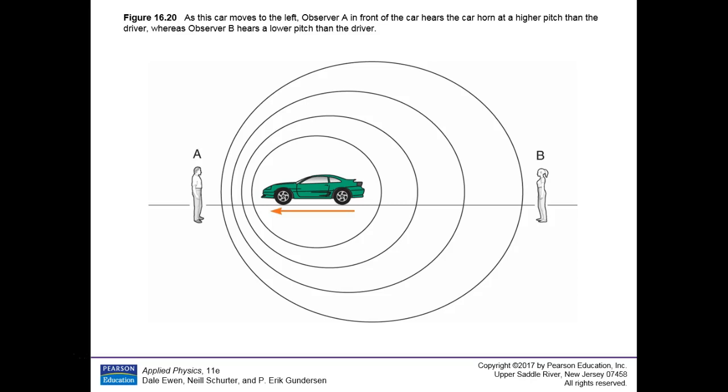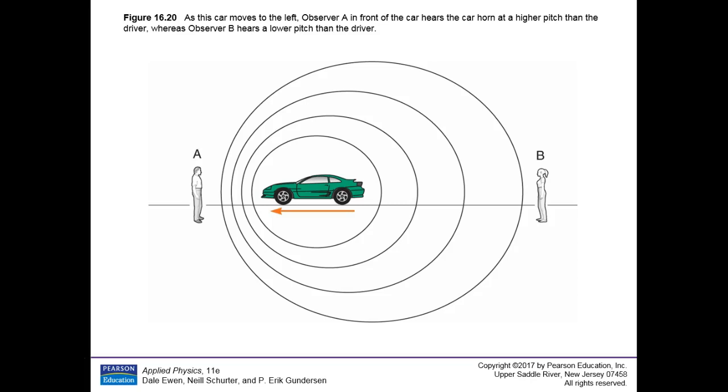Now, if the car is moving from right to left here, observer A, the guy standing over here in front of the car, hears the car horn at a higher pitch than the driver, whereas observer B hears it at a lower pitch than the driver. The driver is in the car and the driver hears it, okay? Now what the driver hears is exactly what's coming out of the horn, okay?